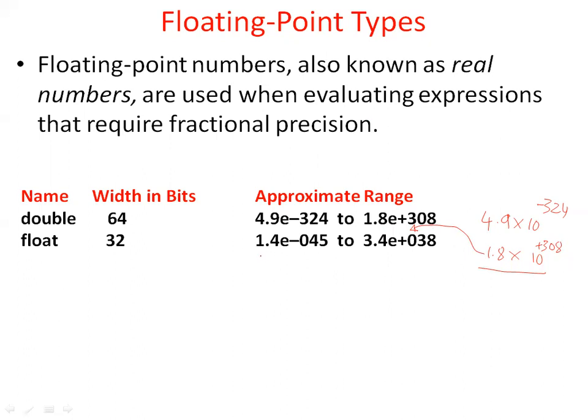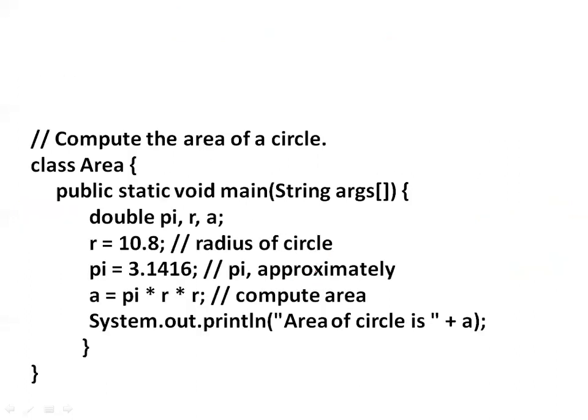Similarly, the float range is this one, 1.4e minus 45 to 3.4e plus 38. This is the range of values for the floating point type. Now, how can it be used? Say, for example, a simple program. You can use the integer type, which we already discussed in yesterday's class. Int a comma b we can declare and use. Similarly, float and double types we can declare.